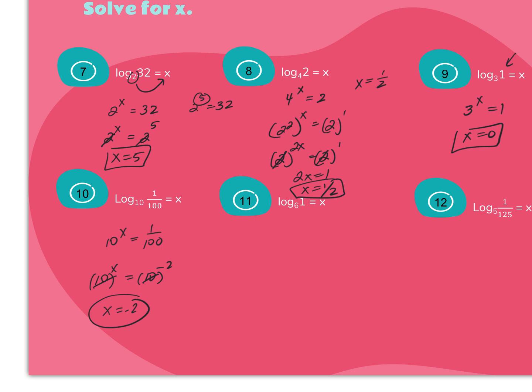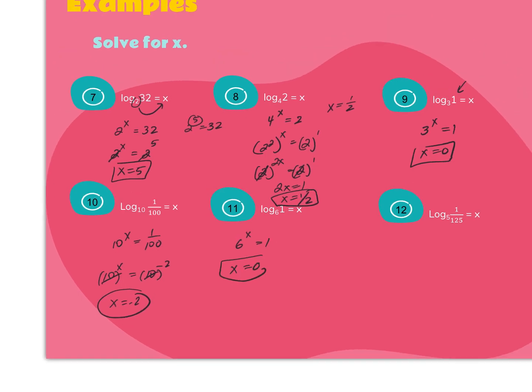Again, this is going to be x is 0 because 6 to the x equals 1, which means x has to be 0. Anything to the 0 power is 1. And then I go to this last one here, and I do 5 to the x power equals 1 over 125. So 5 to the x power equals 5 to the negative 3 power, which means x is negative 3.